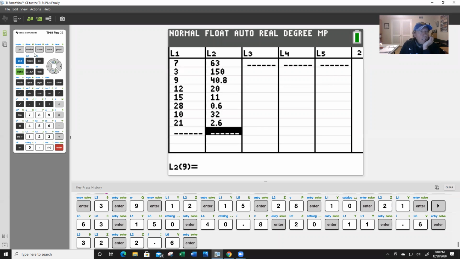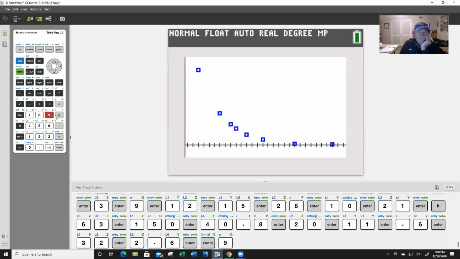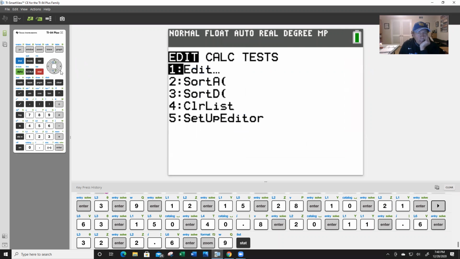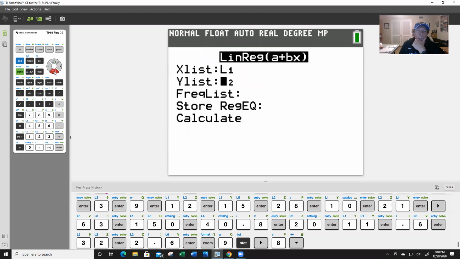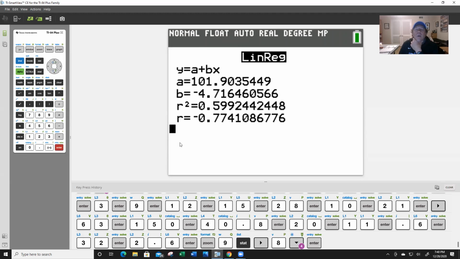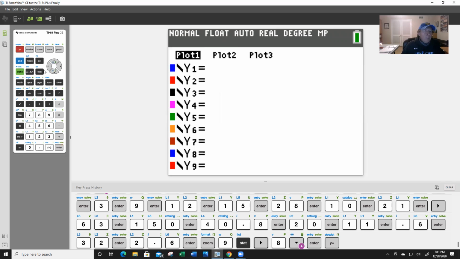So let's, first of all, let's graph. Let's go zoom 9. Definitely doesn't look linear. There's no way that's linear, but I'm going to go ahead and do the linear model anyways. Stat calc 8, L1, L2, and go ahead and hit calculate, and you have a very weak R squared of 0.5992, 599 or whatever, however you want to round that. So you can go ahead and write that out.